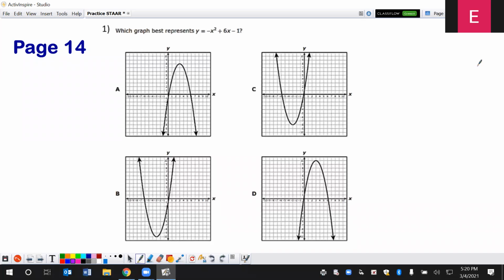All right, next thing that we are going to review is how to use Desmos to match graphs and tables. A lot of the questions on the STAAR test can be answered using Desmos if you know how to graph and pull up tables in Desmos. So this one, number 1, says which graph best represents this equation: negative x squared plus 6x minus 1. We're just going to graph this in Desmos, and we're just going to match it to the right answer.